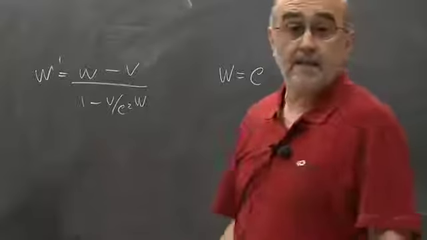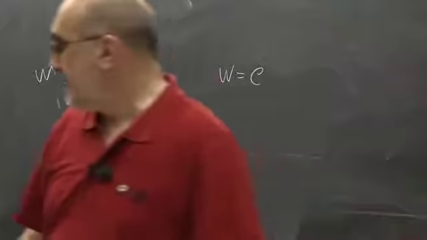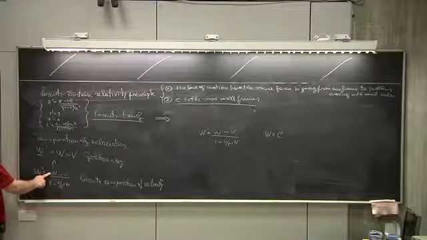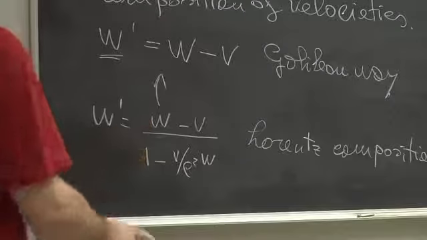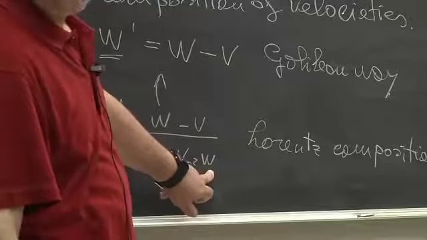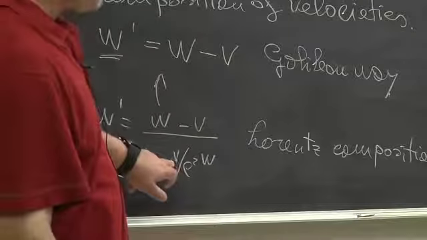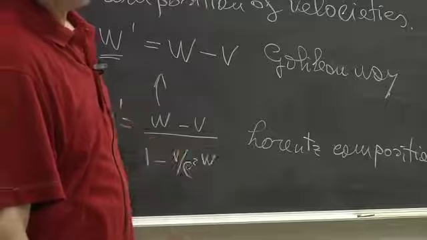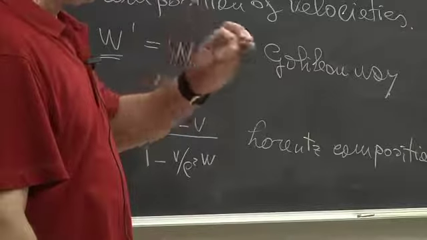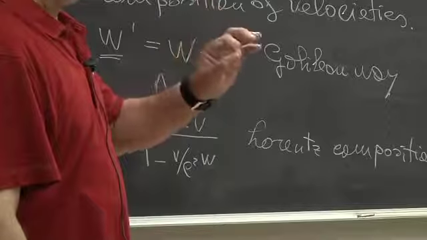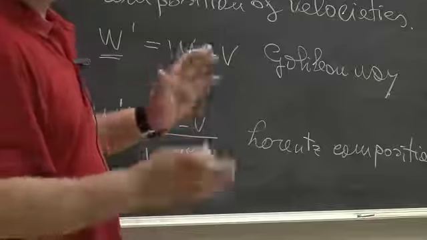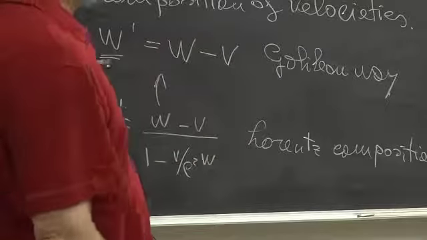Sir, please, is it V or W? I think W has to be much less than c to get the Galilean. Let me see. This is W. Yes, so we have to say not only V, but also W has to be less than c. So the velocity in the laboratory frame has to be less than c, and also V, the velocity with respect to one another.